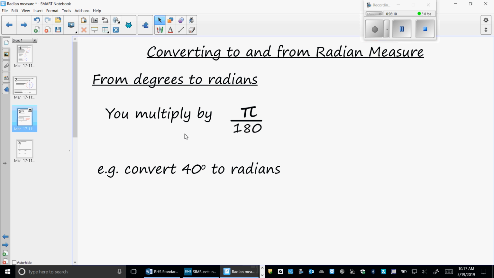So that means that our conversion is always going to be based on pi and 180. If we are converting something from a degree to a radian, we multiply it by pi over 180. So that's all you need to know. Pi over 180.